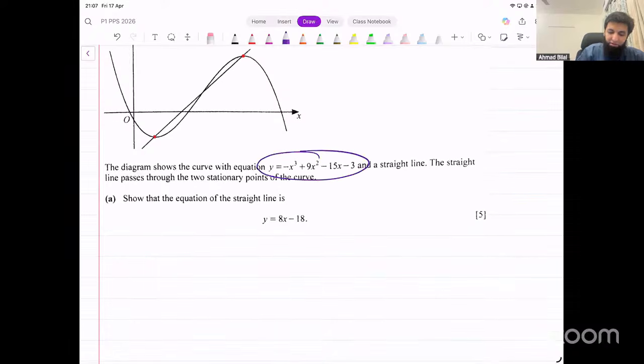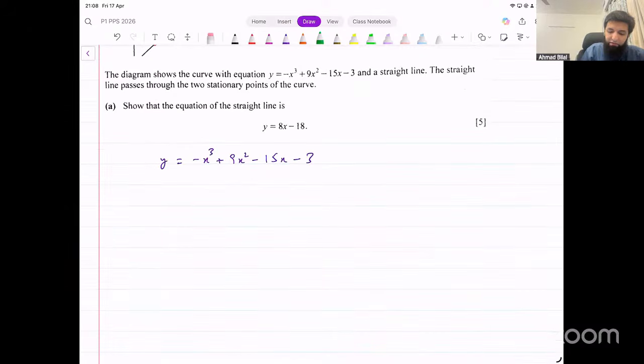This is the curve's equation. To find the stationary points, we can find the derivative and put that equal to 0. The curve is y equals minus x cubed plus 9x squared minus 15x minus 3. Find the derivative, dy over dx, and that gives us minus 3x squared plus 18x minus 15. Put the derivative equal to 0: 0 equals minus 3x squared plus 18x minus 15.